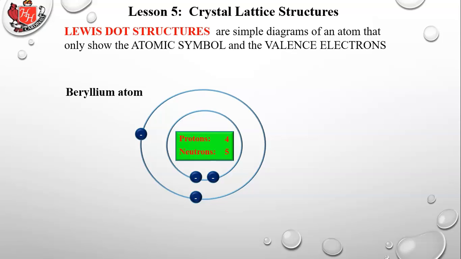Now we're going to talk about Lewis dot structures. These are simplified. What you're looking at right there is a simplified model of an atom. It's what we've learned to diagram using the periodic table, how to draw an atom. But there's an even simpler representation, and it actually has some very powerful uses in chemistry that you'll learn later on. So Lewis dot structures are simple diagrams of an atom that only show the atomic symbol and the valence electrons. Remember, it's the valence electrons that become involved in chemical bonds. So they're really the only ones we care about when it comes to forming chemical bonds.